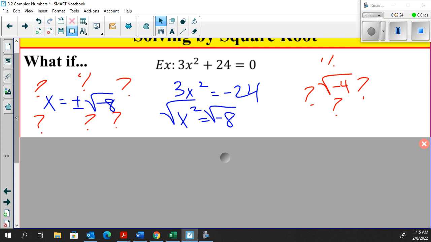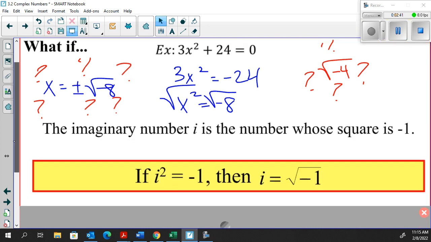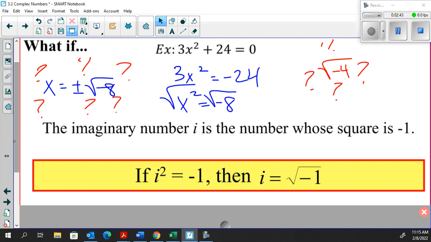All right, so here's the deal. Mathematicians back in the day came across this problem and they were like, what are we going to do about this? Can't have a square root of a negative number. So they came up with a solution. They said, well, let's just make up a number. And they called it i. The imaginary number i is defined as the square root of negative 1. That is what i is. It's a number that makes negative square roots possible.